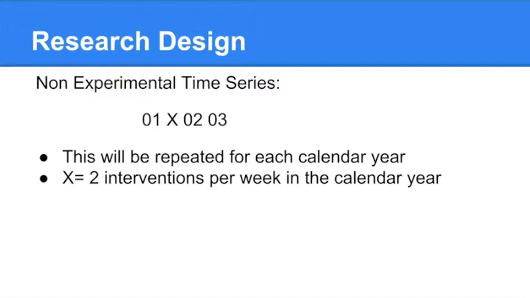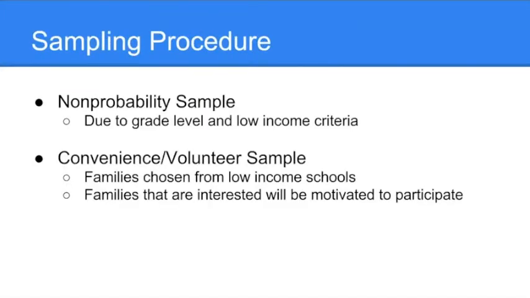For sampling procedures, we use a non-probability sample, specifically a convenience sample due to certain grades in low-income schools. We also used volunteer samples because families that are interested are motivated to participate and volunteer. We will not be performing a random sample due to low-income criteria.